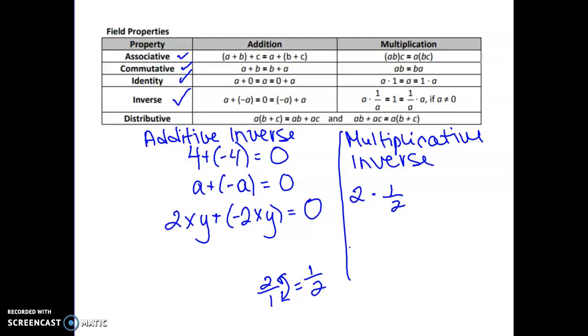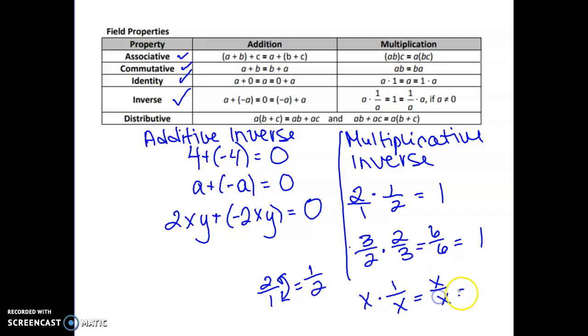Anyway, 2 times 1/2 would be 1, because we go straight across and get 2 over 2, which is 1. If I had 3/2 times 2/3, I multiply by the reciprocal and get 6 sixths, which is 1. If I took any variable x and multiplied by 1 over x, I would get x over x, which is equal to 1. In this case, x cannot be 0 because we can't divide by 0. So multiplying by the reciprocal, you're always going to get 1, and that's the inverse property.